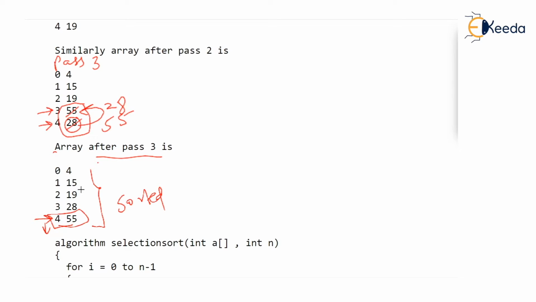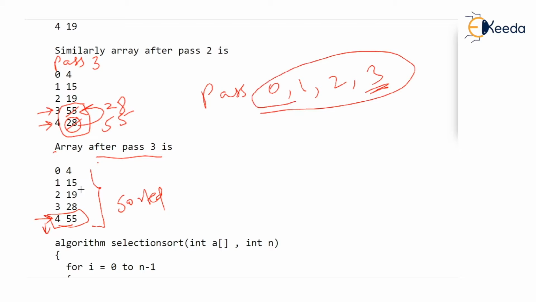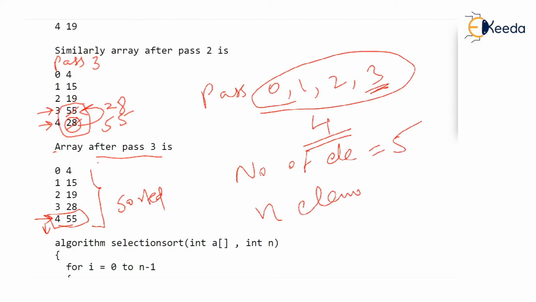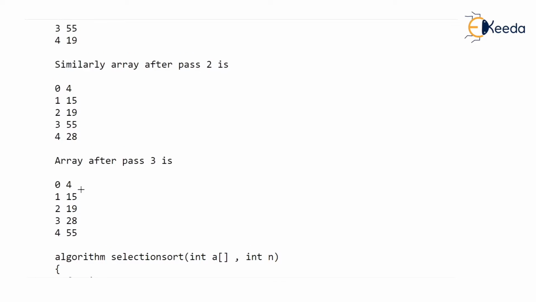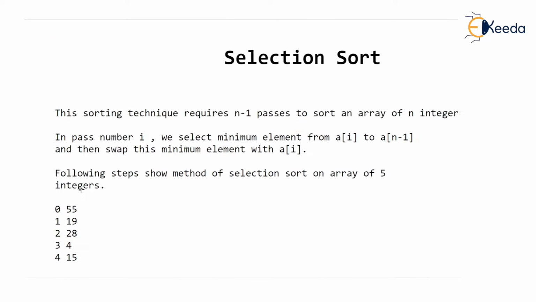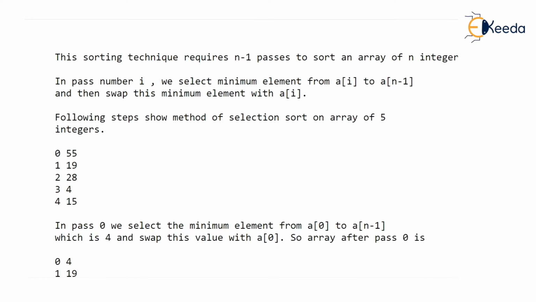So how many passes are needed, by the way? Let's count. Passes needed were 0, 1, 2, 3. 3 was the last pass. Number of passes needed are 4 when number of elements were 5. So in general, for n elements, the number of passes needed are n minus 1 passes. Same as bubble sort. This also takes n minus 1 passes. So that is what has been explained on top here. This sorting technique takes n minus 1 passes.